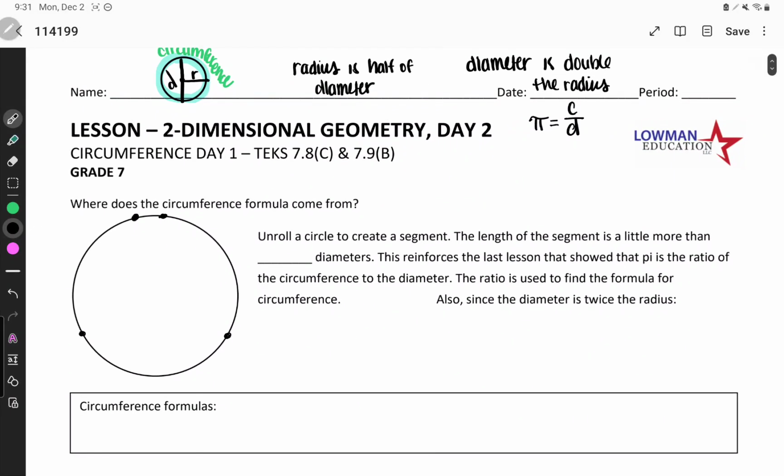So, here's what we're going to talk about today. Today, we are talking about circumference. And remember, circumference is the distance around your circle. It's the perimeter.